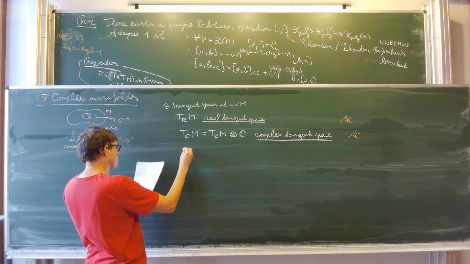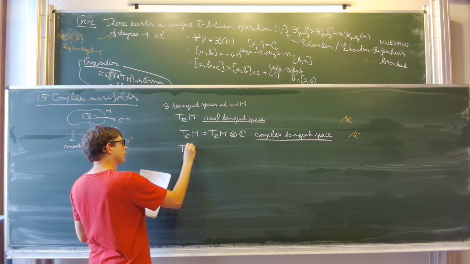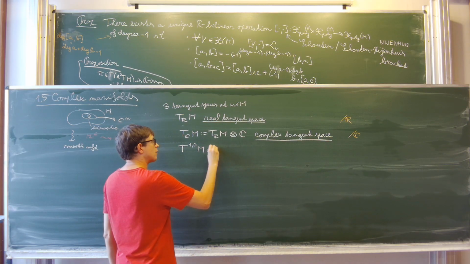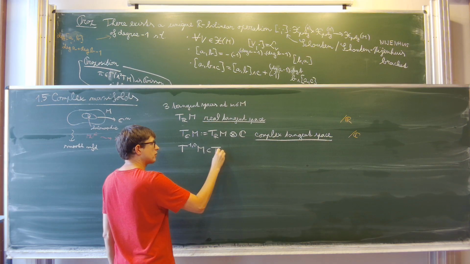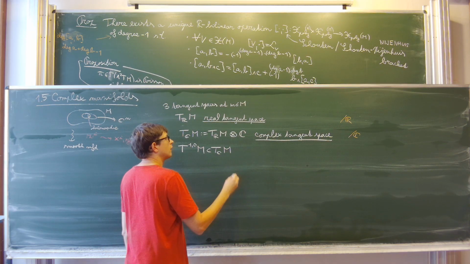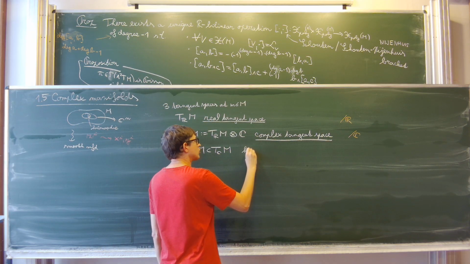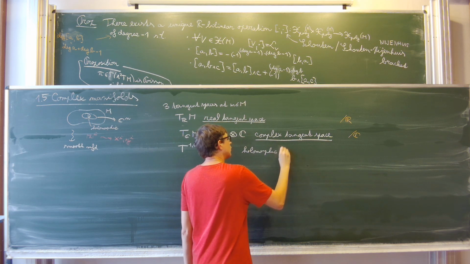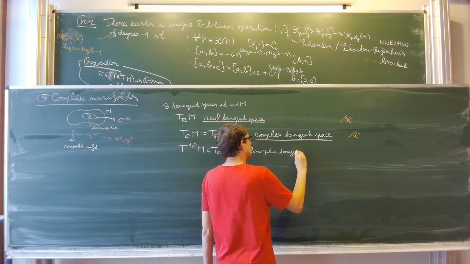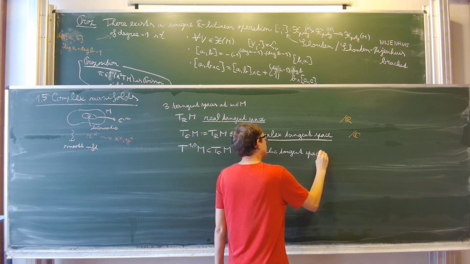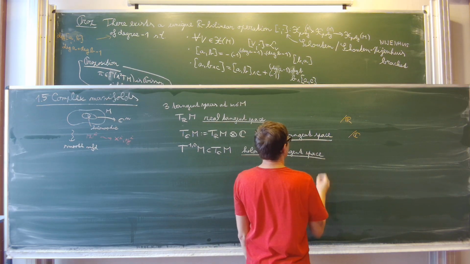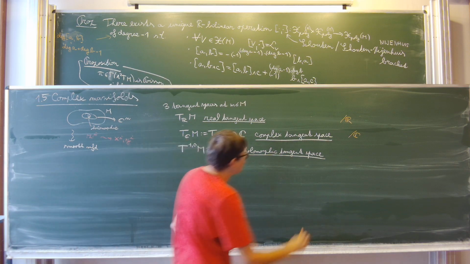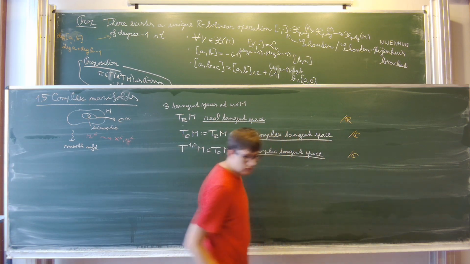And there's a third guy, which is called the holomorphic tangent space. That one I will denote T^{1,0} of M. This thing is defined abstractly. This is a complex subspace of the second guy. I will have to say how this is defined, but this is complex.